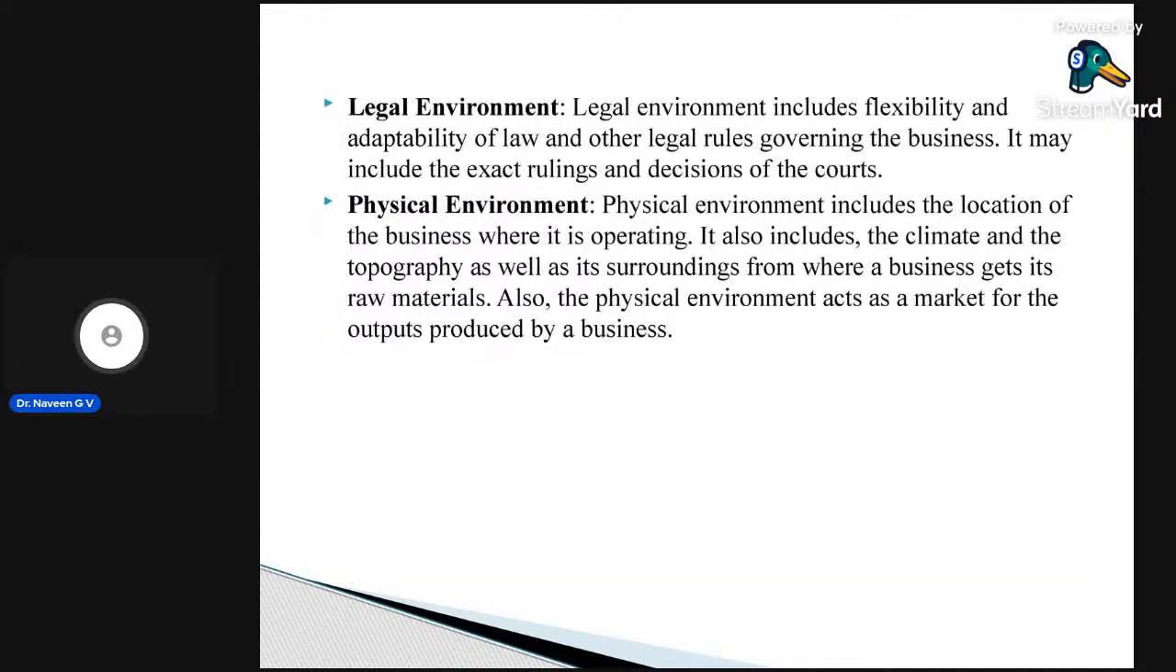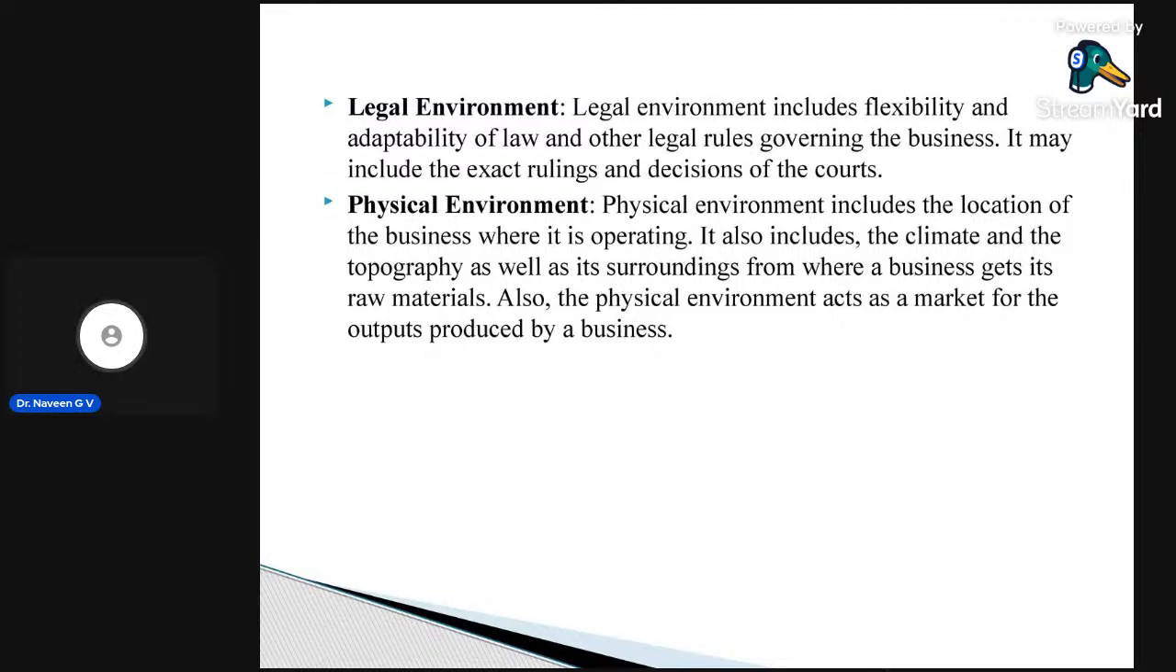And legal environment indicates that whatever rules and regulations are to be framed, the legal environment, flexibility and adaptability for law and other legal rules govern the business. It may include the exact rules or decisions of the courts, whatever decisions the courts give based on circumstances or case studies.